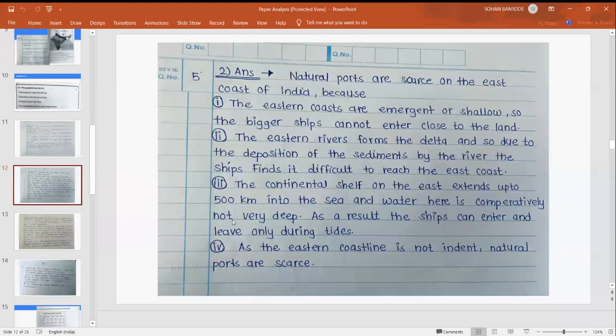I have found 4 points only, because the main reason is that they are not natural ports, and then you have to elaborate your answer. It is not necessary that every time you have to write 6 points. There is no rule that there must always be 6 points, but if you know that there are only 2 points for the answer, then you just write the 2 points and then elaborate your answer. Okay.